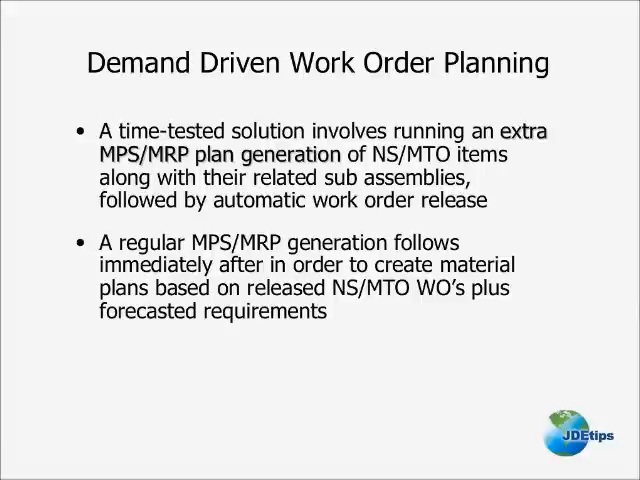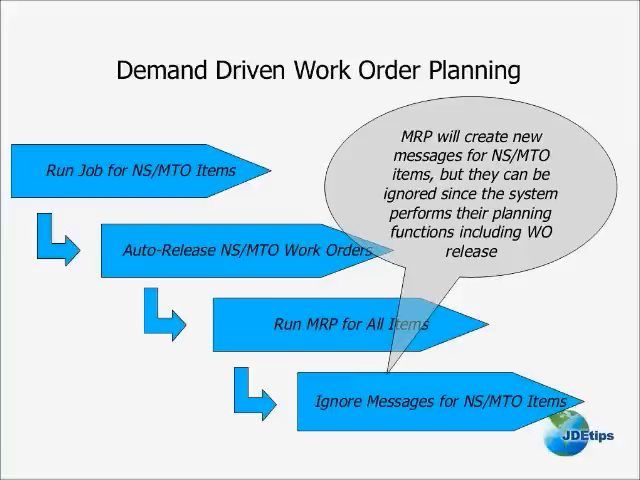So what I've settled on as a solution here is to insert up front an extra MRP job, plan generation, a separate version, which only reads these special non-stock make-to-order items and their sub-assemblies, immediately followed by an automatic work order release, then followed by the regular MRP for all items. All right? And what you end up with then as a job stream or a process is step one, you run the job that I mentioned, and I'll show you the setup in a slide or two.